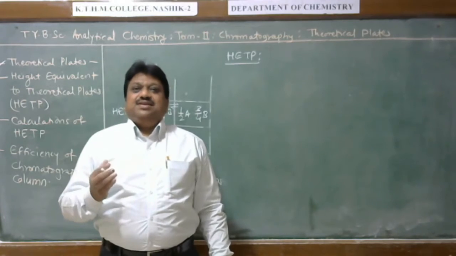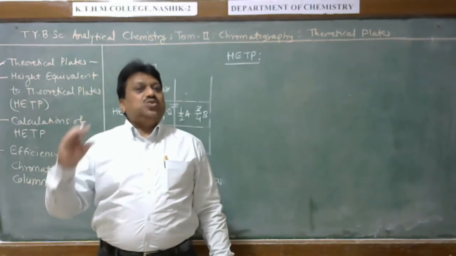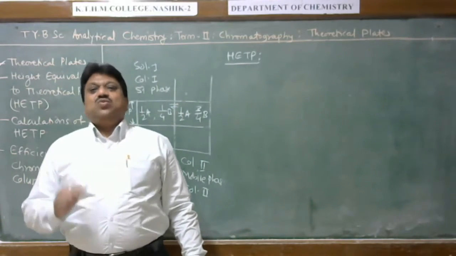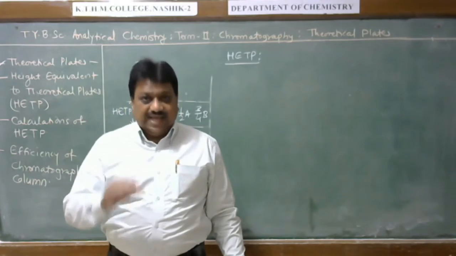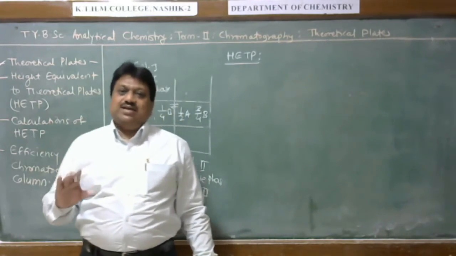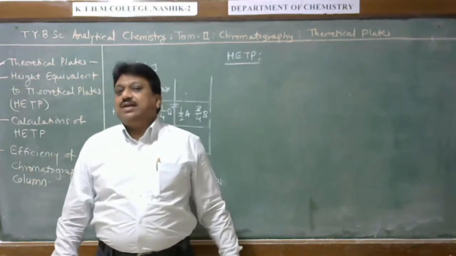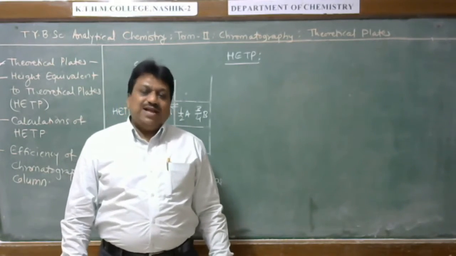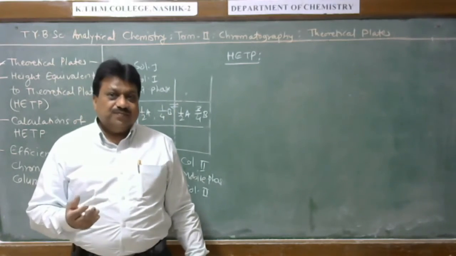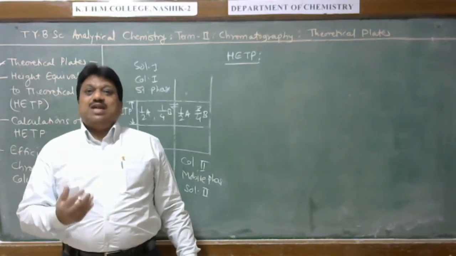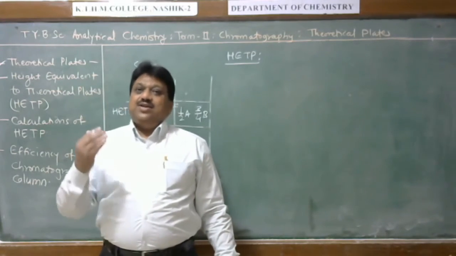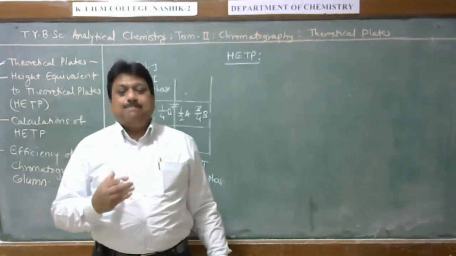In such a case, the height equivalent to theoretical plate is small. But when the number of functional groups on the stationary phase is less or few in number, then more area is required to hold those particular molecules carried by the mobile phase. In that case, height equivalent to theoretical plate is more.